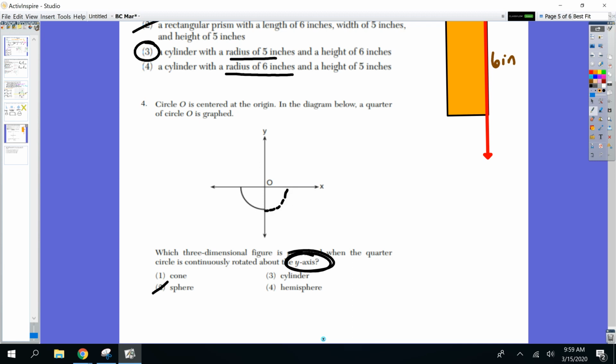I'm going to start getting a half a sphere, which we call a hemisphere, as I rotate it around the quarter circle. If I had a full circle, sure, I'd have a sphere, but since it's just a quarter one here, rotating around, I'm going to have a hemisphere. All right, and then I believe we got one more.